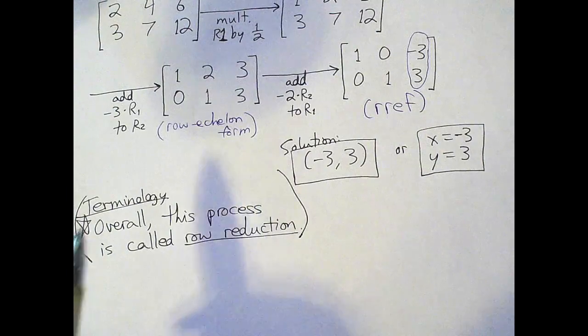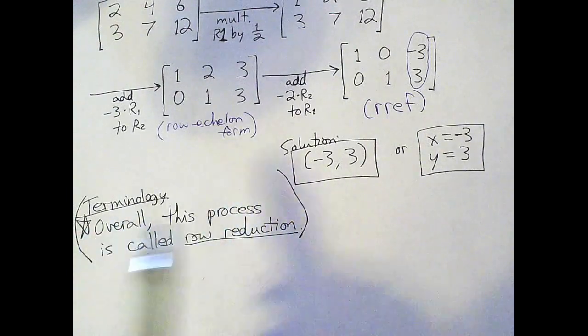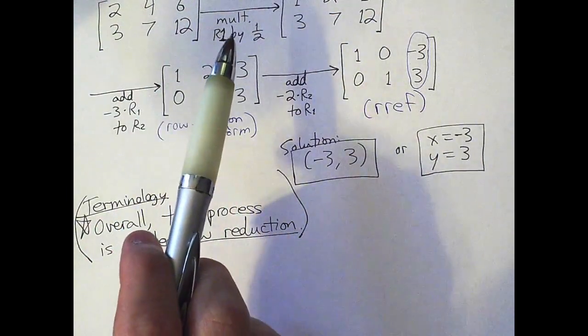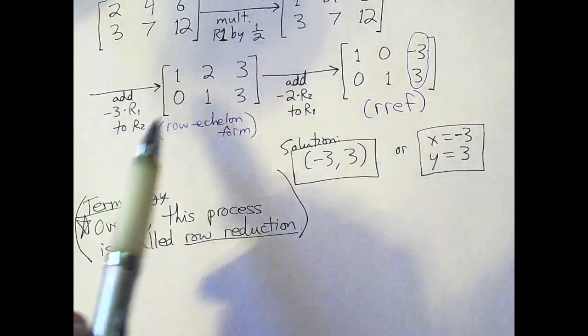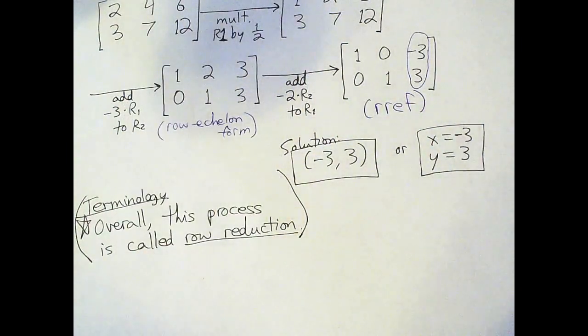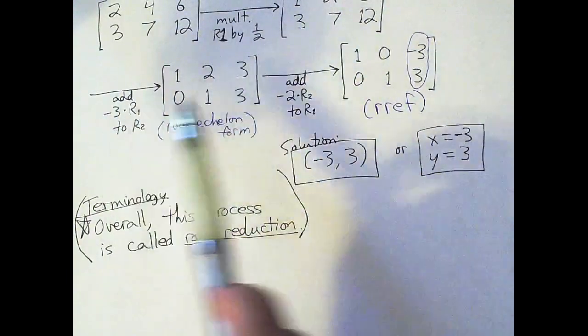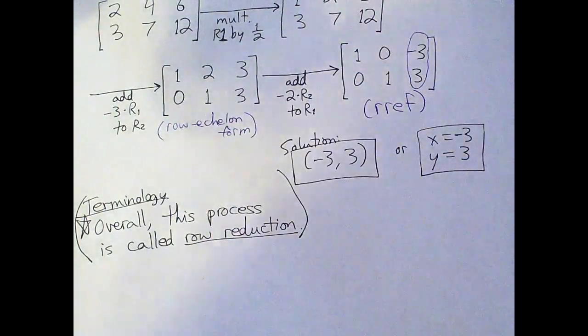By the way, if you also want to mention this in the terminology, these steps that we're doing are sometimes called row operations. So we performed row operations to reduce the matrix.